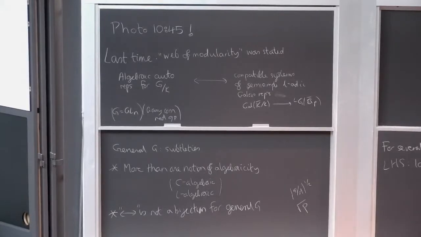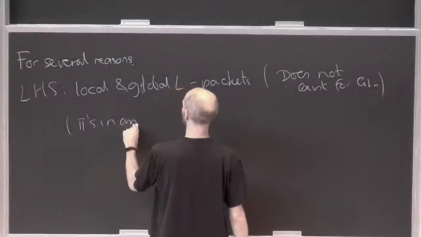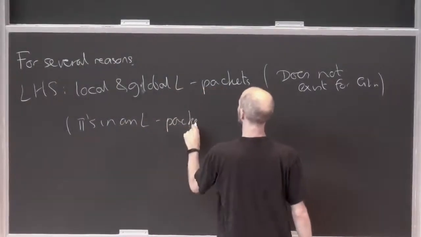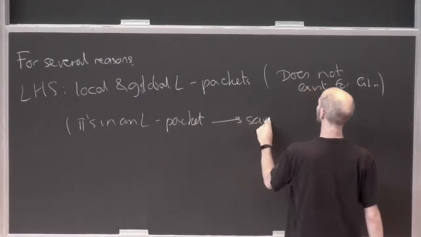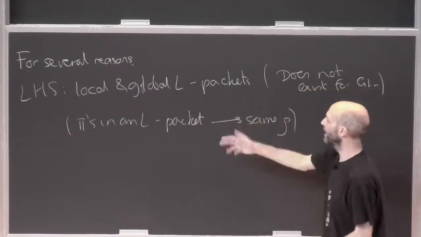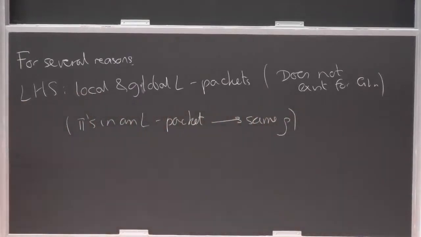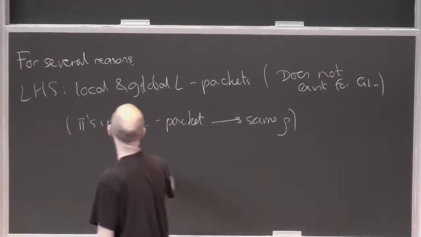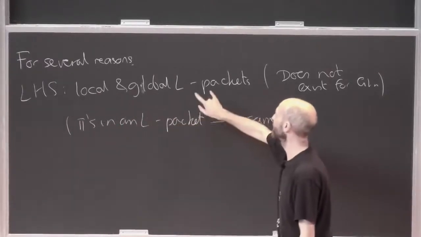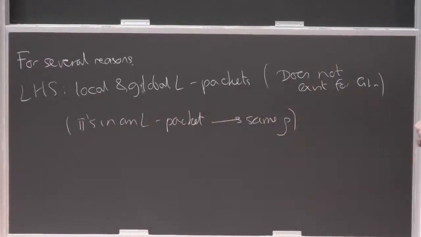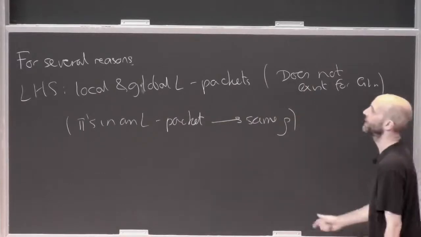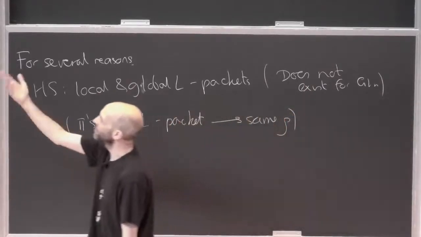So the idea about an L-packet is that the pi's in an L-packet give me the same rho. Local L-packets are finite, so this is some kind of finite-to-one correspondence this way. Or maybe, if your local L-packets are finite but your global L-packets are products of local L-packets, you could imagine global L-packets being infinite. So maybe there's some issue going this way.